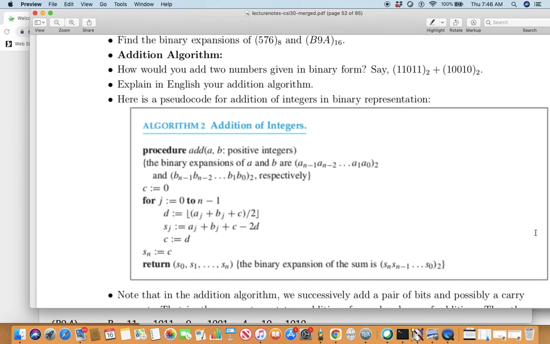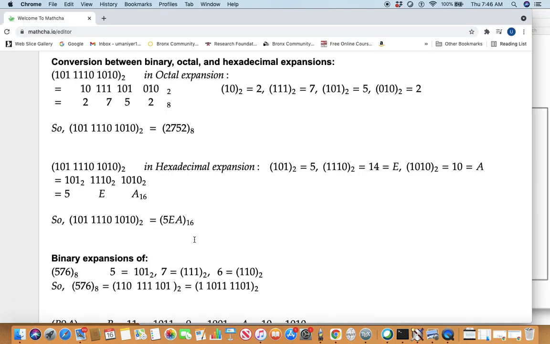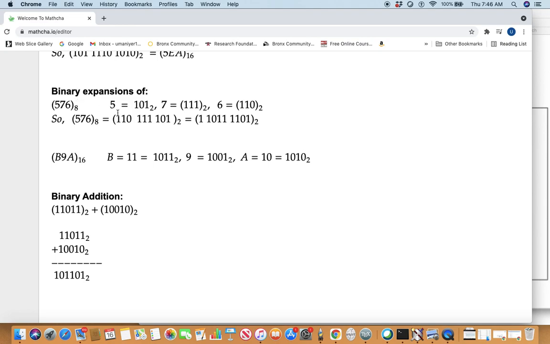Next, find the binary expansions. Well, you take 576 base 8, write it in base 2. 5 is 101 base 2, 7 is 111 base 2, 6 is 110 base 2. For each digit, you convert it. So write down their binary digits here and then rewrite it using 4 digits and space. That's your binary digit description of this octal number.